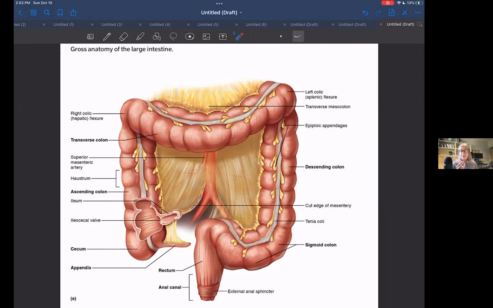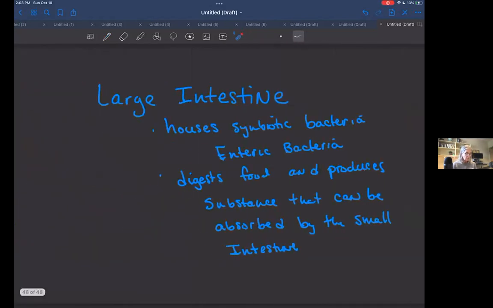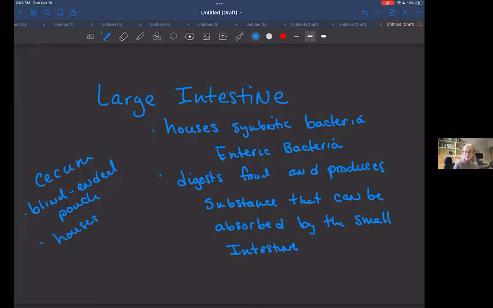So your cecum is actually where you house symbiotic bacteria. Because it is a blind-ended pouch, not all of the bacteria are going to be lost when you defecate. So it is a place where the symbiotic bacteria are housed. So in the cecum, we could say that it is a blind-ended pouch. Okay. This houses good bacteria. Hopefully, they're good for the most part.